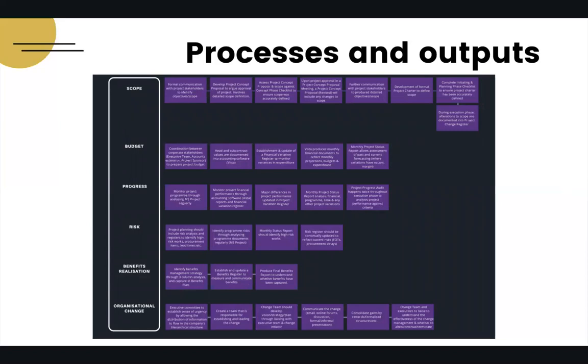With the processes, not only do you have to think about the life cycle, but you also have to think about the key features and attributes in a project as well. So you also need to think about your scope, your budget, the progress, the risk, the benefits, and the organizational change as well, and what processes are involved in this scope.